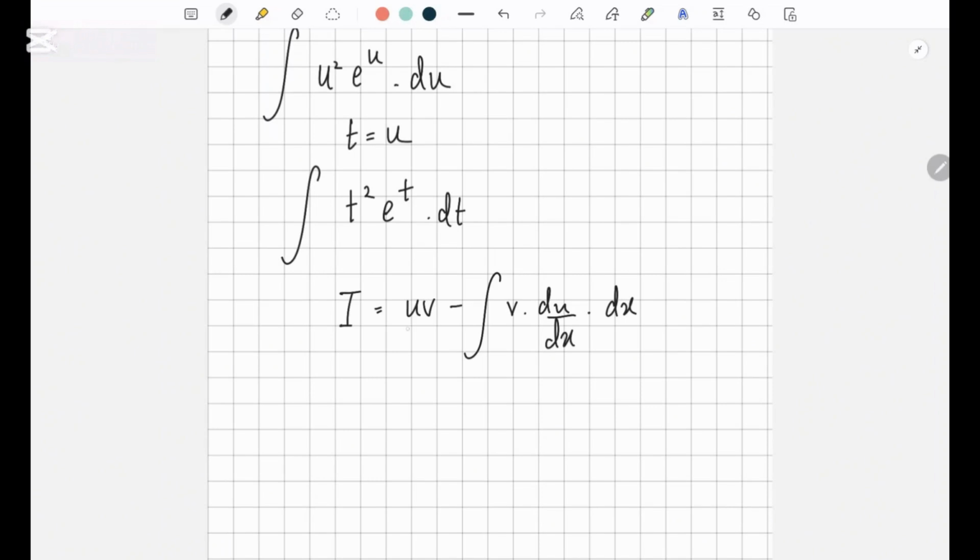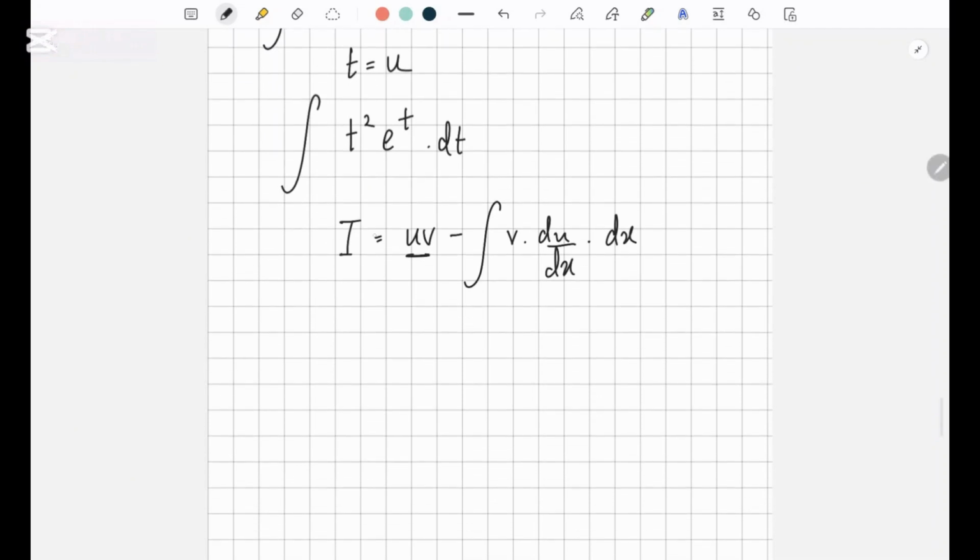So we have u and v in the formula. Initially it was in terms of u, so I don't want you guys to get confused. So I just wrote down u equals t. No big deal, it's nothing confusing. I just changed the alphabets, that's it.